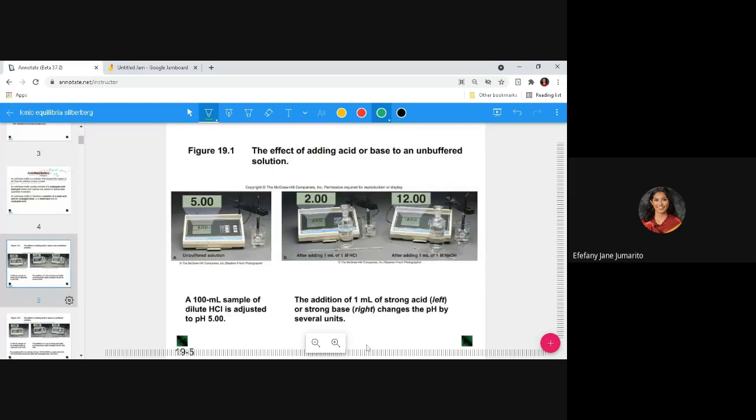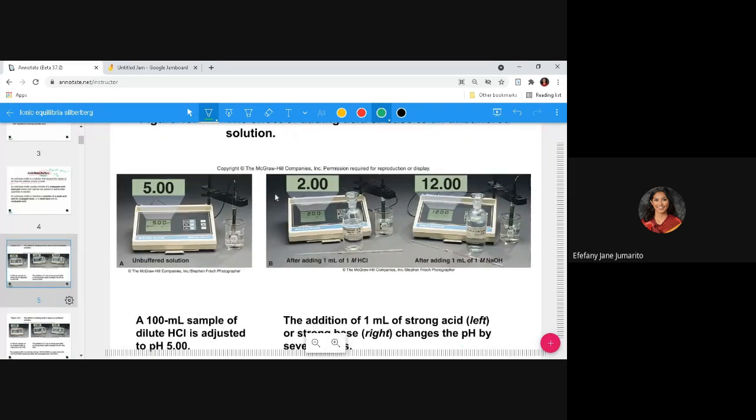Okay, let's watch this one. This is your solution and this is a pH meter. Have you used a pH meter in your laboratory?